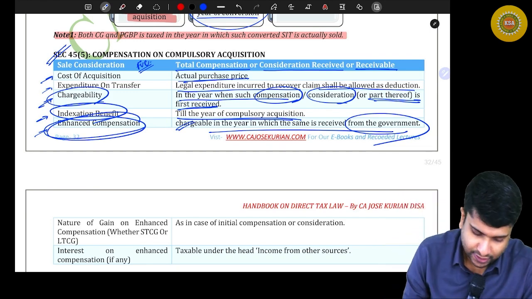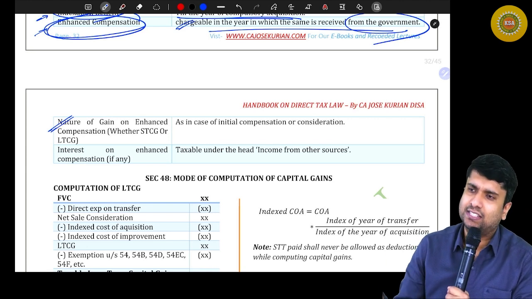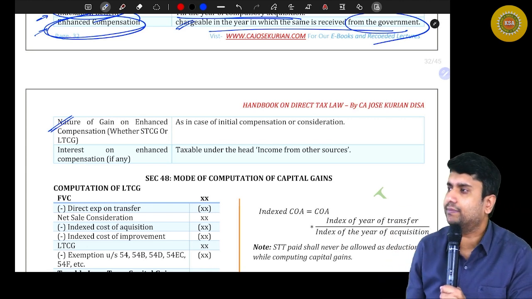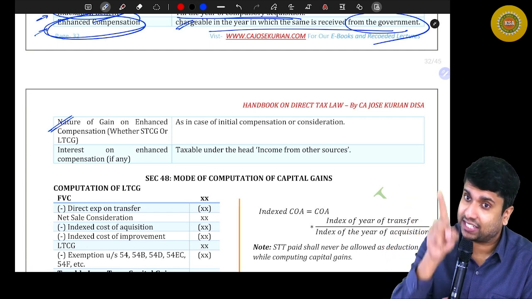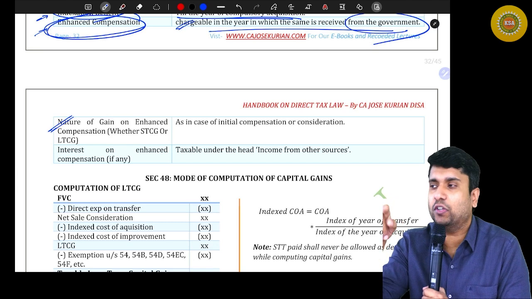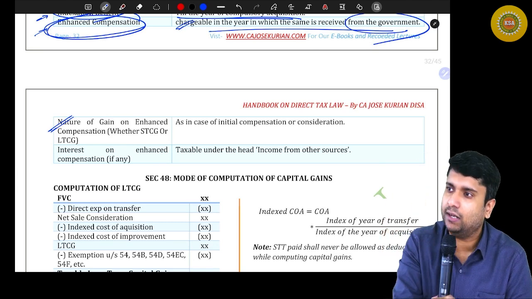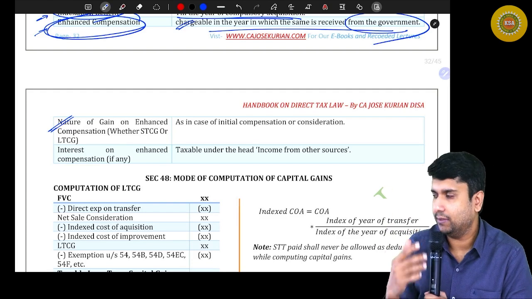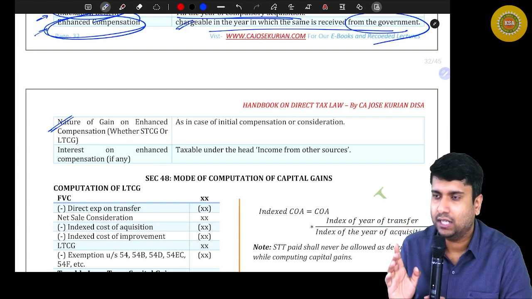That's it. Now, while computing enhanced compensation, you tell me whether the enhanced compensation is a long-term capital gain or short-term capital gain. For that, you need to check whether the original compensation is long-term or short-term. Enhanced compensation is only a continuation of the original compensation. So what the Act says, if the original compensation is long-term, enhanced also will be long-term. If the original is short-term, enhanced also will be short-term. Are you with me?